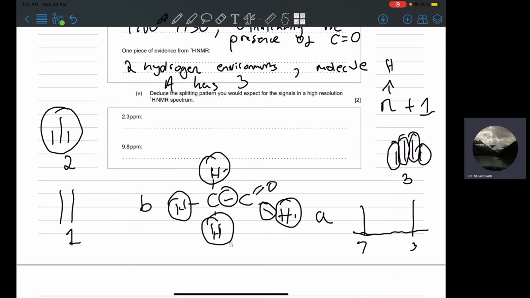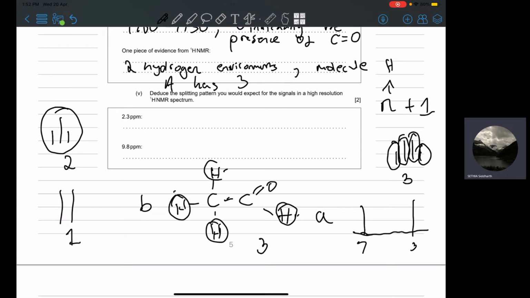Well, there are 1, 2, and 3. What about this and this? Well, there's 1, 2, and 3. And then again, for this one, we already saw it's 1, 2, and 3. So we have determined that this hydrogen over here has three neighbors, being this, this, and this.